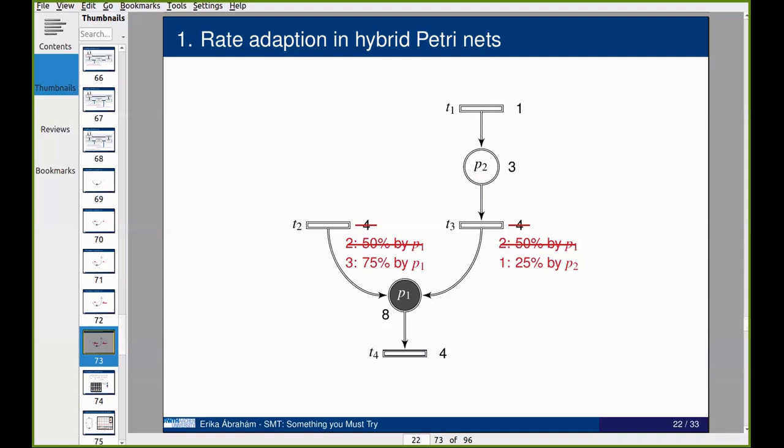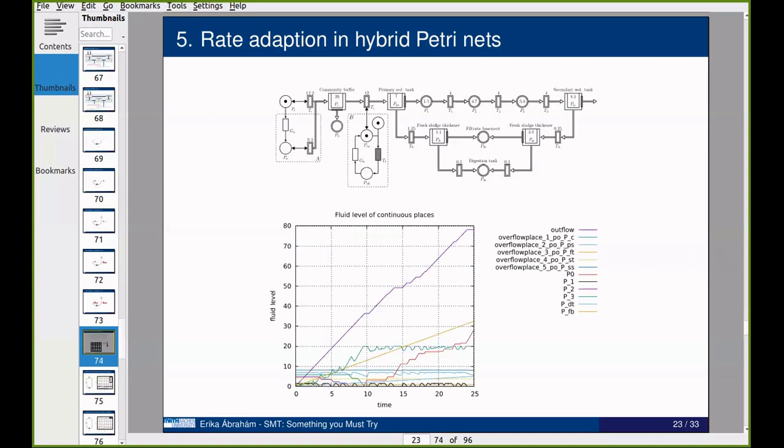So this is rate adaptation, and this happens frequently in water storage facilities. For example, if you build models of them, you see each time these are the levels of fluid in the tanks, in the places, and you see that it is going up and down. That means that the rates are adapted a lot of times. Otherwise, they would just move linearly all the time if the rate would not be adapted. So the rate adaptation should be efficient, but there are some problems with it.